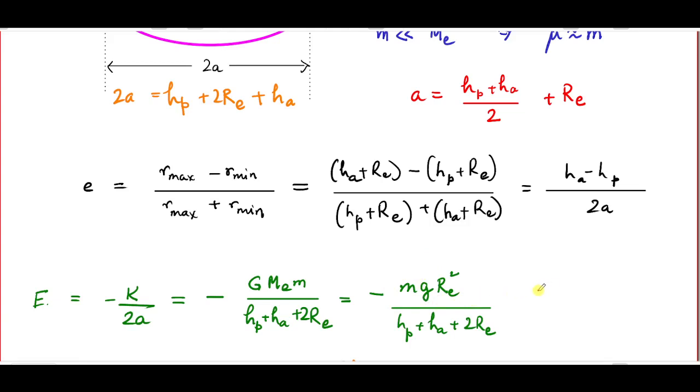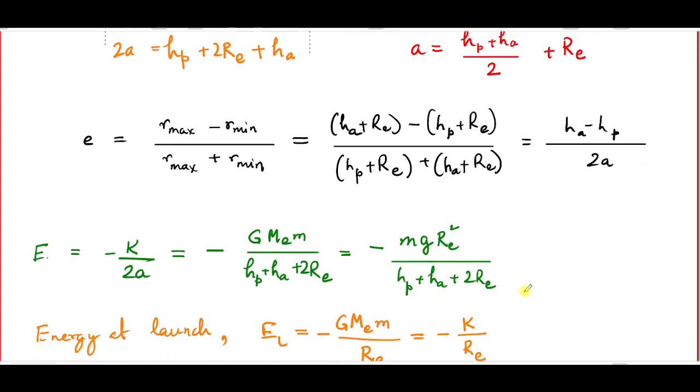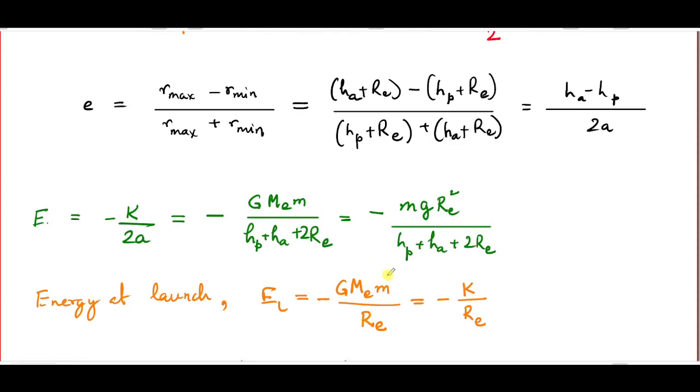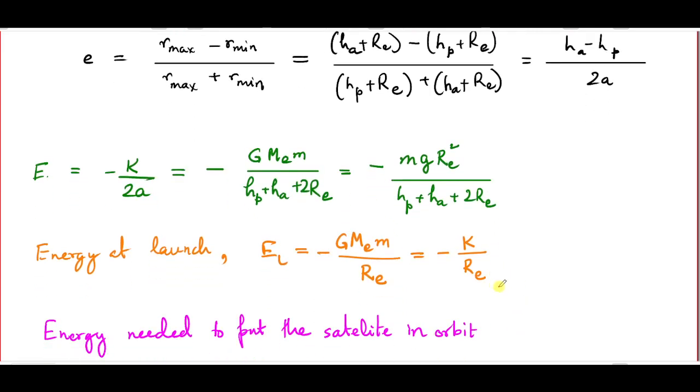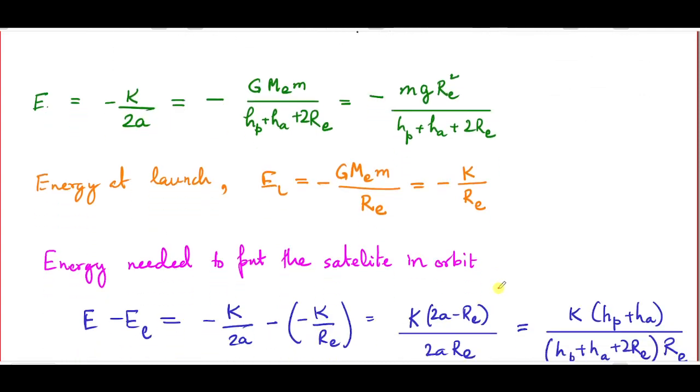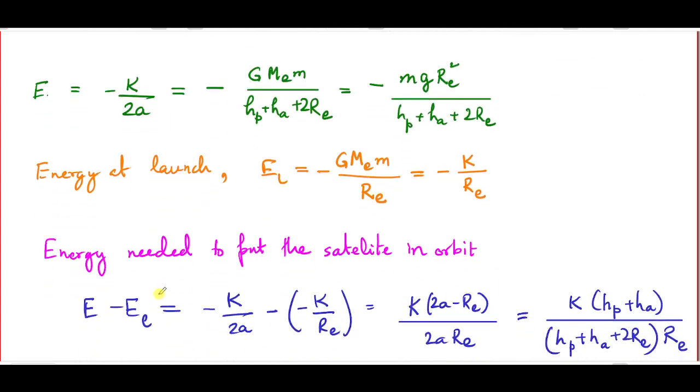Now, this is the energy of the satellite once it's in orbit, but at launch the satellite is at the surface of the Earth. So the energy at launch is simply given by minus G ME m by RE, or simply minus k over RE. Difference of these two is the amount of energy you would need to put the satellite in orbit, discounting, of course, all other effects like the effects of atmospheric friction and stuff like that. Ignoring those effects is actually not a very bad approximation.